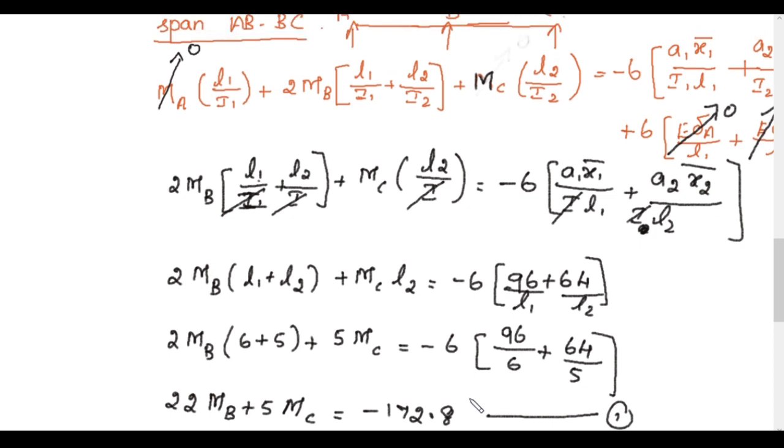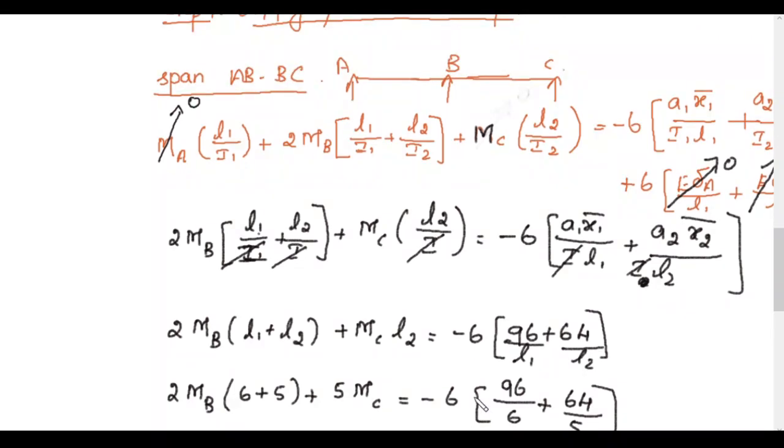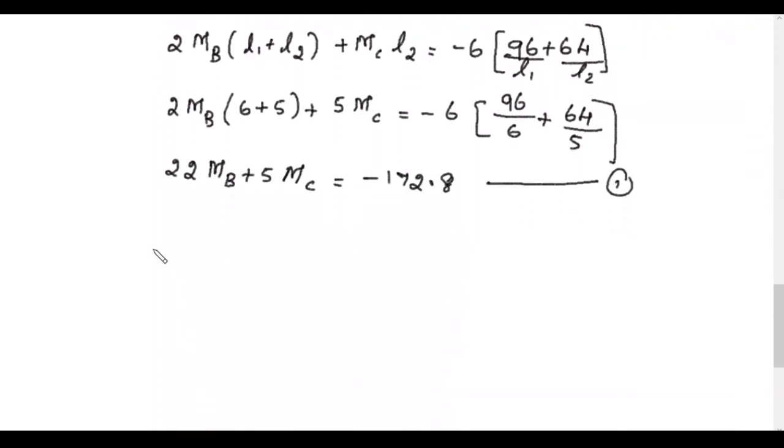Similarly, we will take the span BC, CD. Now we will consider the span BC, CD. So taking the span BC, CD, you can draw BC, CD.